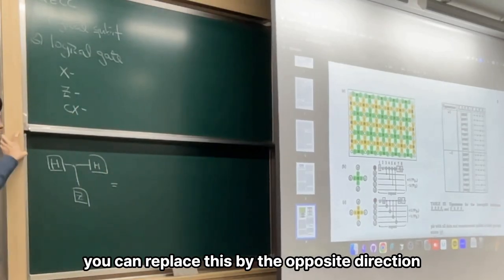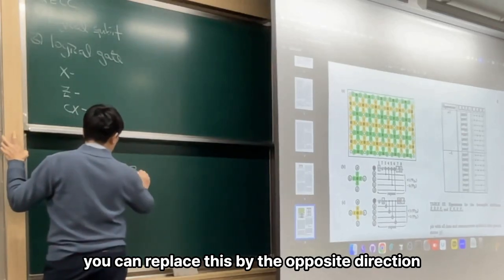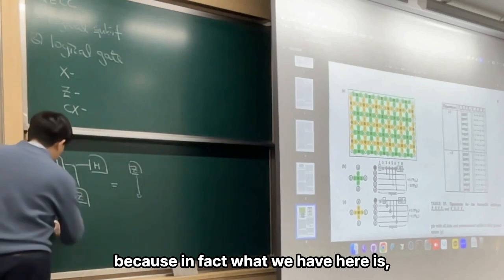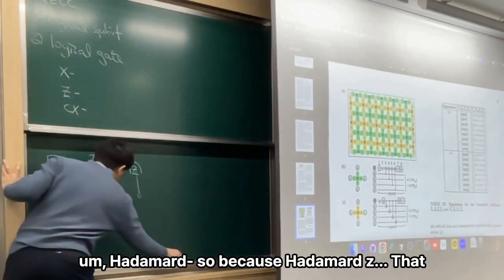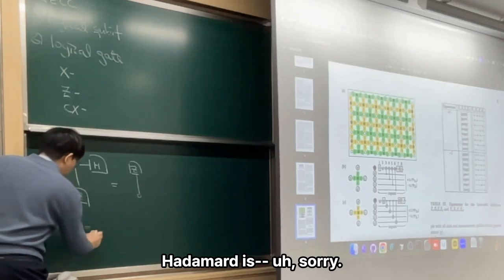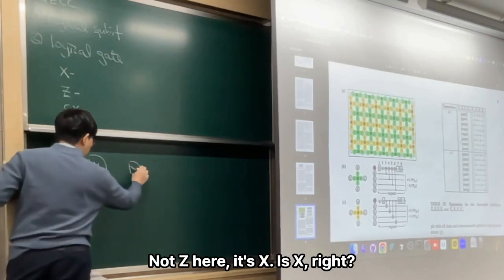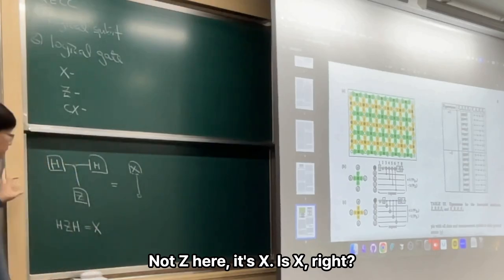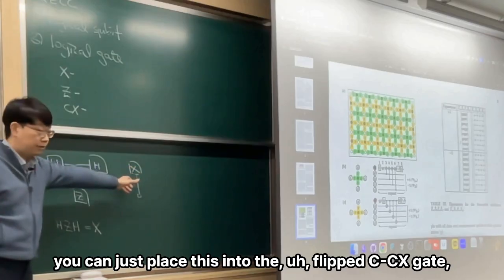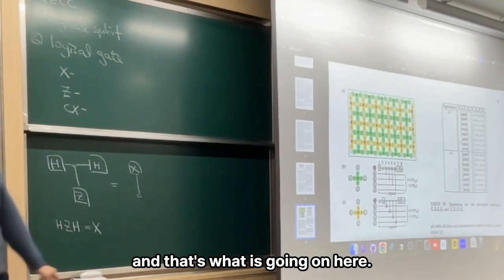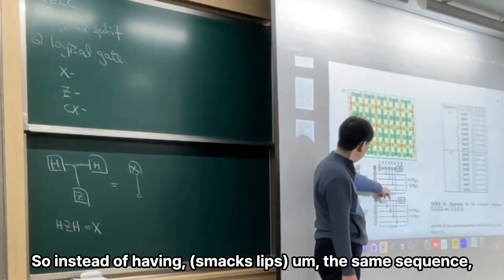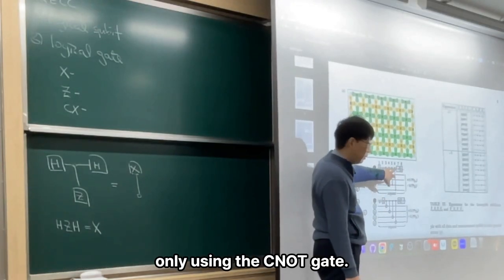But in fact, you can replace this by the opposite direction, because in fact, what we have here is Hadamard. So because Hadamard is, sorry, not Z here, it's X. Okay? So using this identity, you can just replace this with the flipped CX gate, C0 gate, and that's what is going on here. So instead of having the same sequence, it makes the sequence only using the C0 gate.